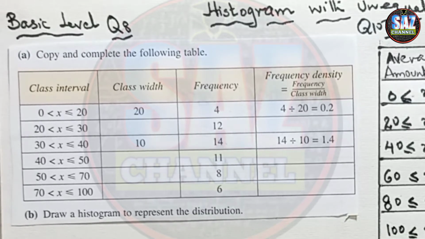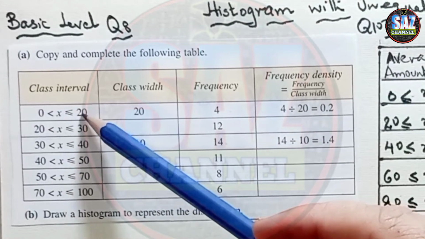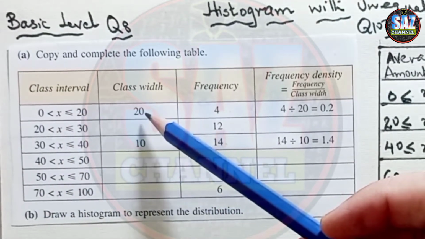Recall my previous lessons in which we were discussing how to construct the histogram, and what is the most important point for the construction of histogram. Recall, students, that I always ask you that for the construction of histogram you have to check the class width of all the classes. For 0 to 20, the class width is 20 given.